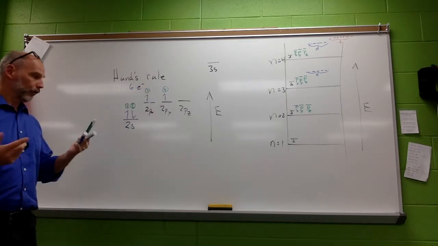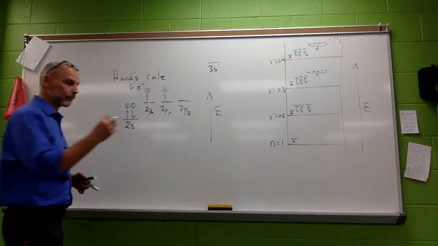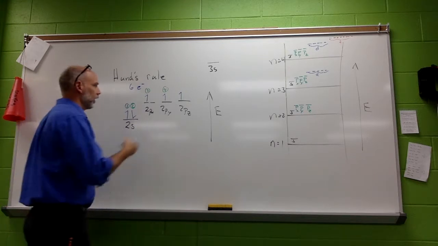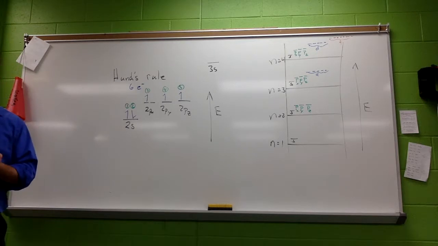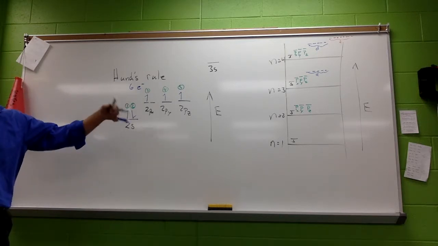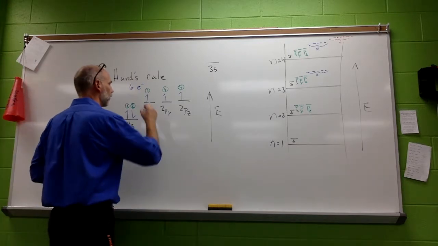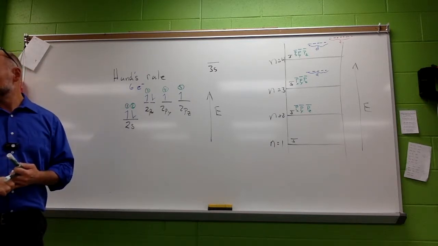Okay. Where's the fifth electron going to go? I think you guys are starting to figure it out, right? We're going to go here. And then where is the sixth electron going to go? Flip over and go back to the PX. Boom. There, you guys just figured out Hund's rule.